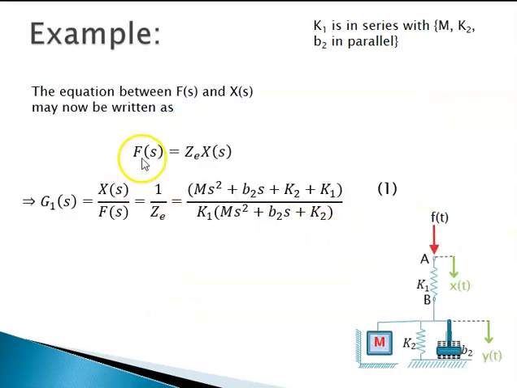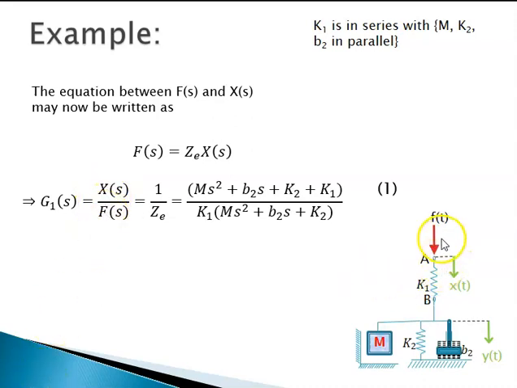So we have seen that the relation between f of s and x of s may be written as f of s is ZE multiplied by x of s. So the transfer function from f of s to x of s is written as shown here. We refer to this as equation 1. Remember, this equation 1 gives x of s by f of s.